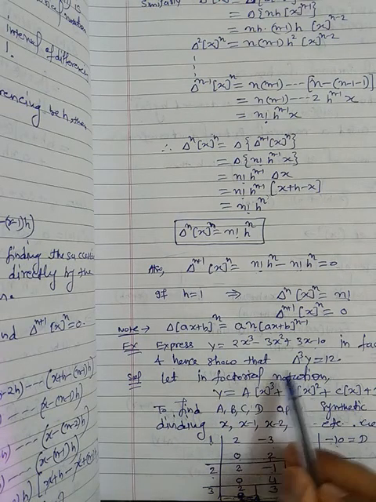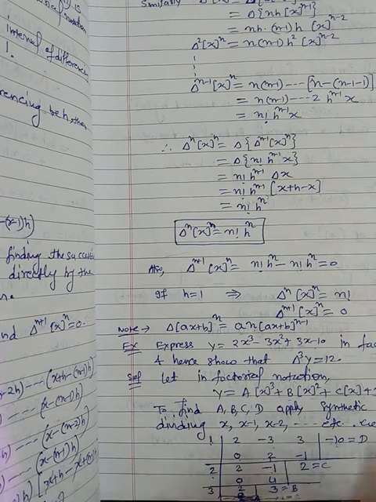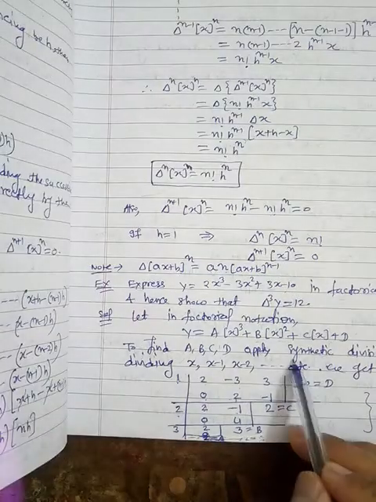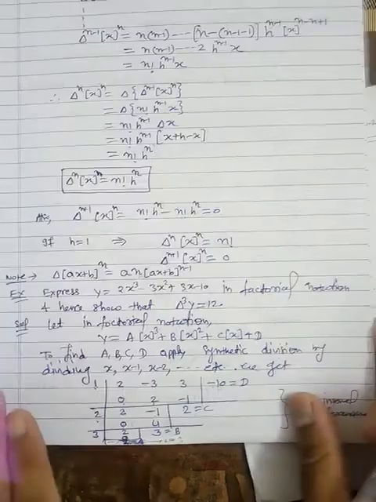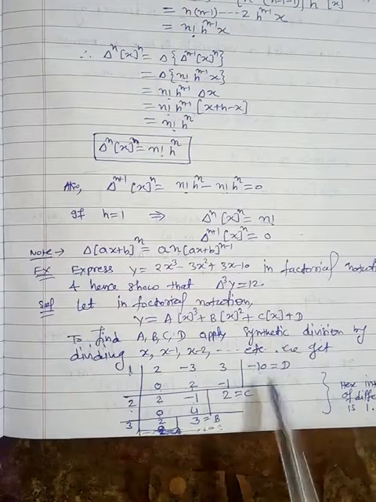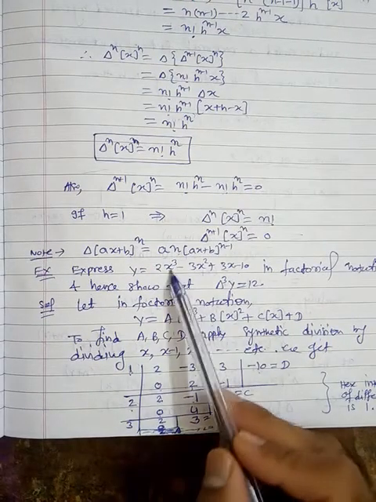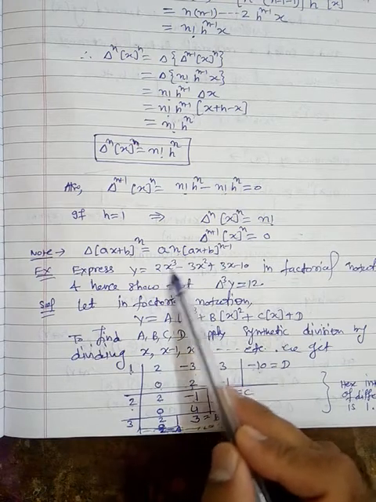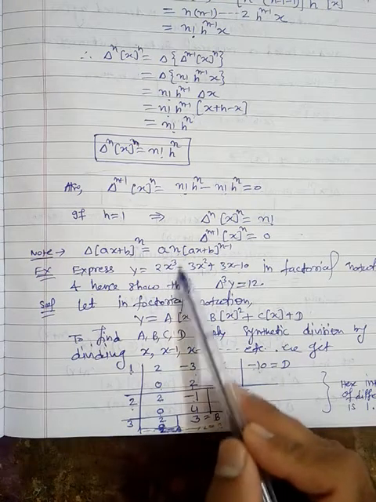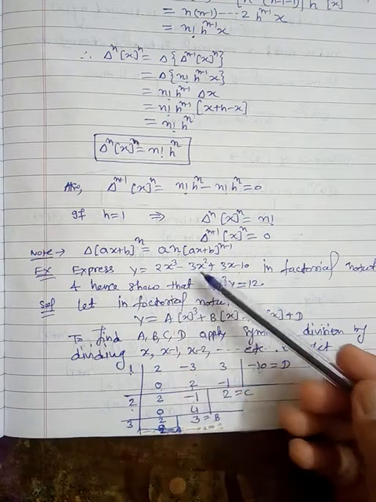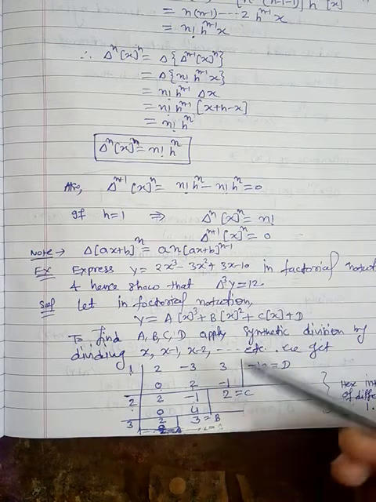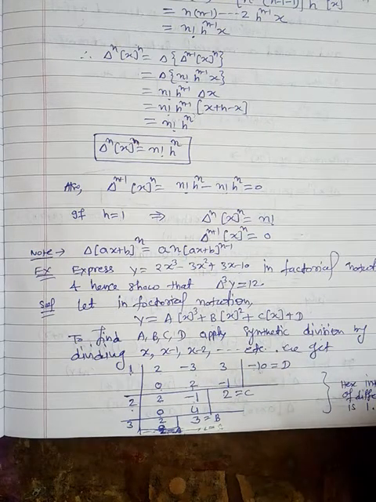This will be done with the help of synthetic division. The name of the method is synthetic division, so we will apply this. How to apply this? Since it is a third degree polynomial, when we write it in factorial notation, this is also a 3-degree polynomial.